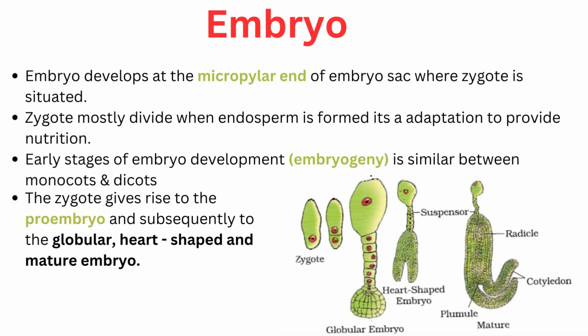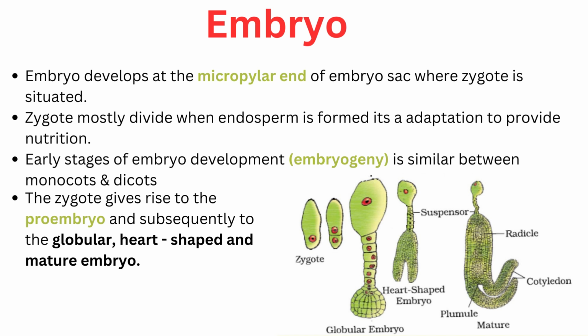Now coming towards the embryo. It develops at the micropylar end of the embryo sac where the zygote is situated. The zygote mostly divides after endosperm is formed. It is an adaptation to provide nutrition. Early stages of embryo development, embryogeny, are similar between monocots and dicots. The zygote gives rise to the embryo and subsequently to globular, heart-shaped and mature embryo. As you can see in the diagram, a zygote forms a globular embryo, then a heart-shaped embryo, then a mature embryo.